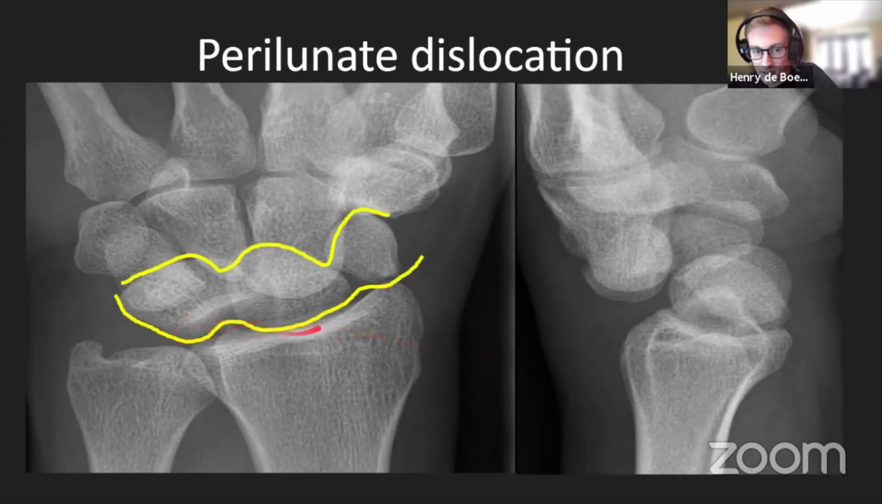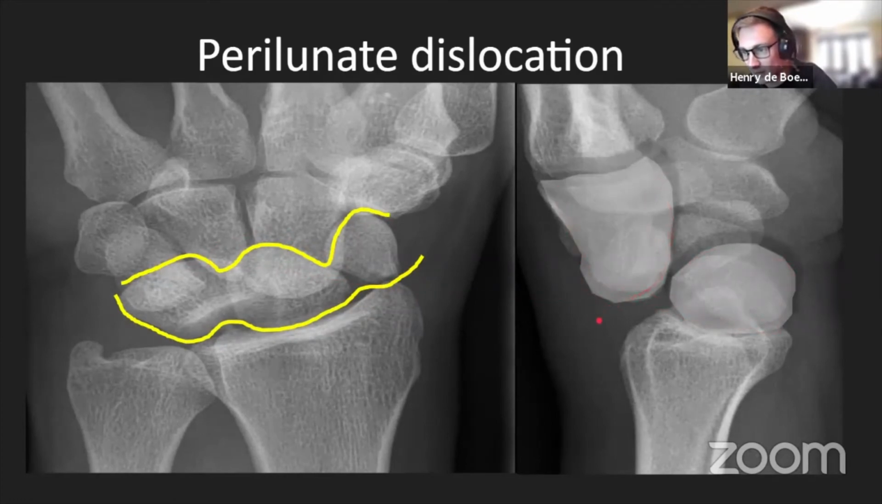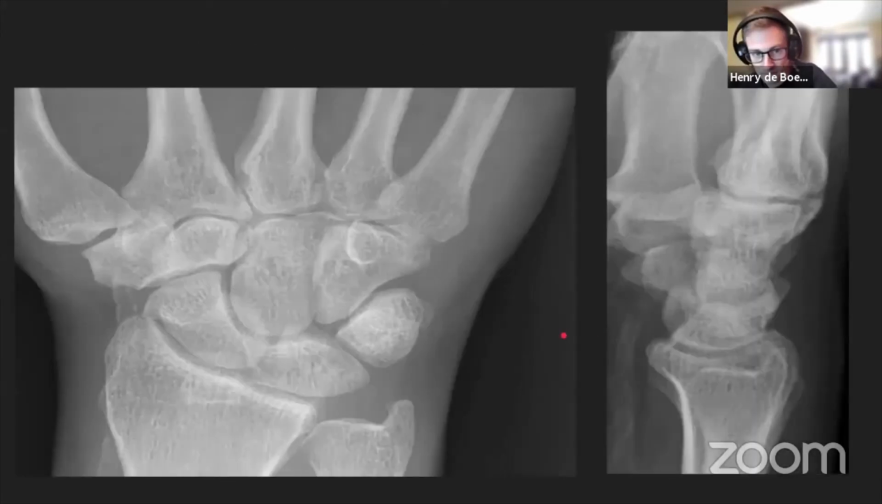So that's again showing us those carpal lines are not normal. The lunate and then the capitate dorsal to that. So yes, perilunate dislocation. So next case.